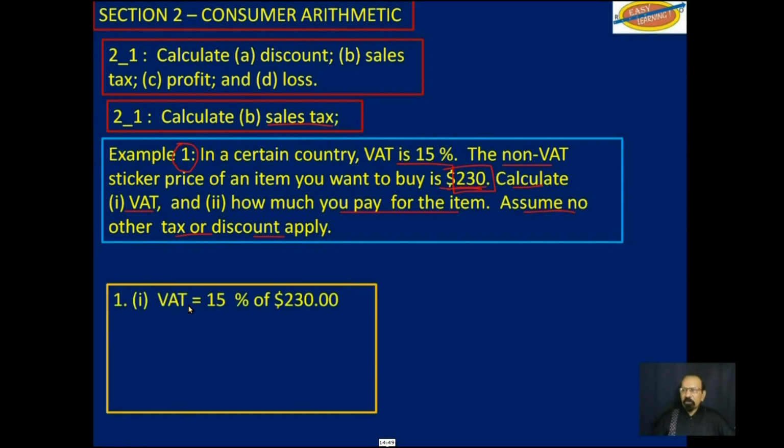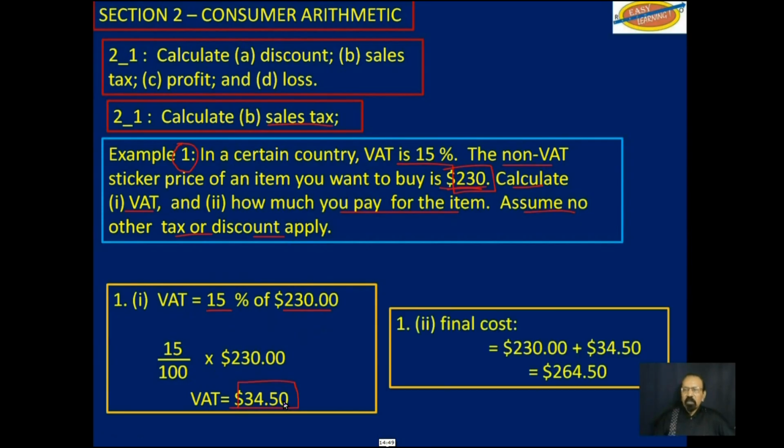So VAT is 15% of 230. So you calculate 15% of 230 and you get $34.50. So now the final cost will be the non-VAT listed price of 230 plus the VAT, and you will end up paying $264.50. Most people don't like that because they don't have a good idea of what they are paying.